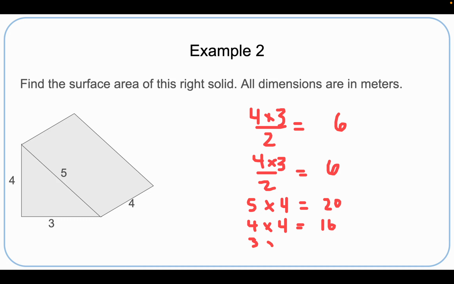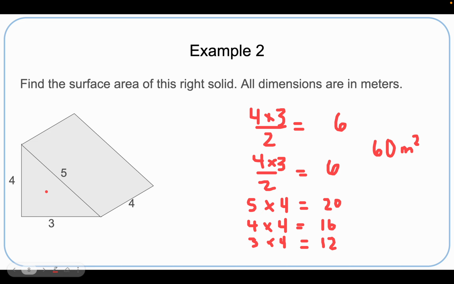So 3 times 4, which equals 12. And if we add these all together, let's see, 16 plus 12 is 28, plus 20, 48, plus another 12, that's 60. So our total surface area is 60, and then we are in meters, so square meters.